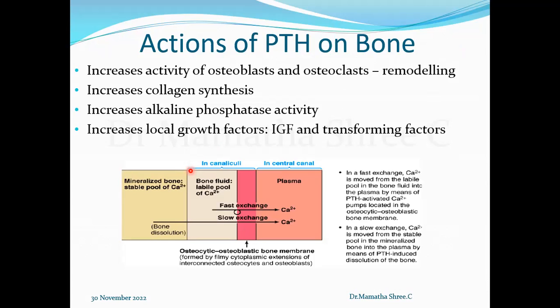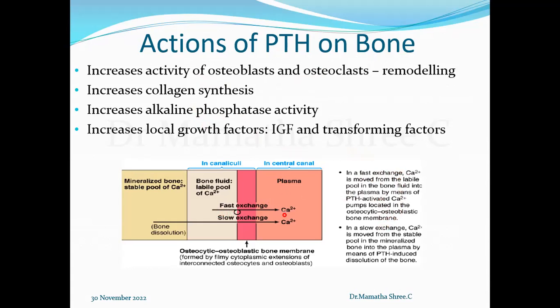Okay, now as I said in the earlier slide, PTH acts on the bone, causing its resorption so as to increase the calcium levels in plasma. How does it affect these things? By increasing the activity of osteoblasts and osteoclasts, and increasing collagen synthesis. There are two things you need to know here: there are two phases in the bone, one is the fast exchange phase and the other is the slow exchange phase.